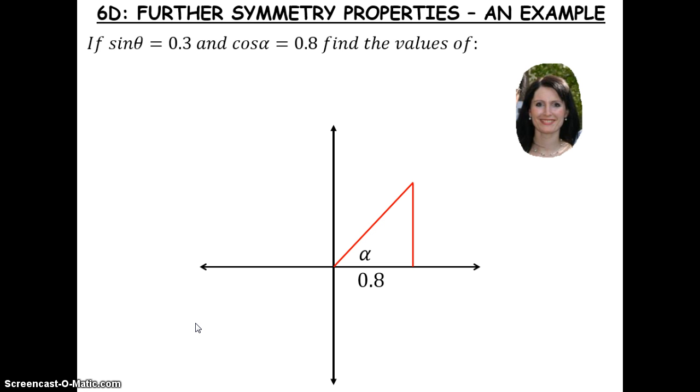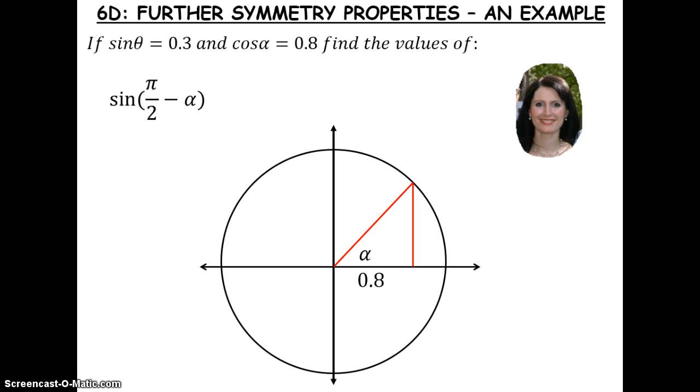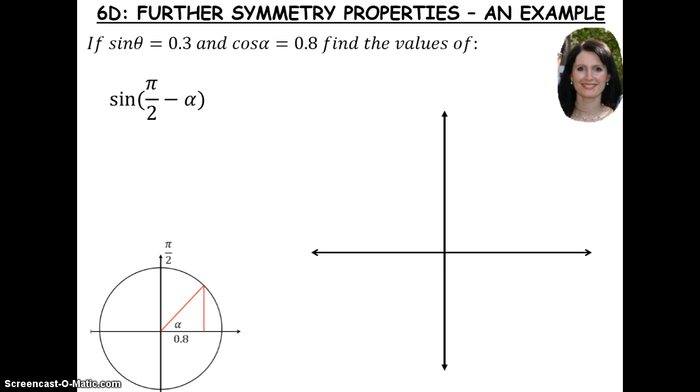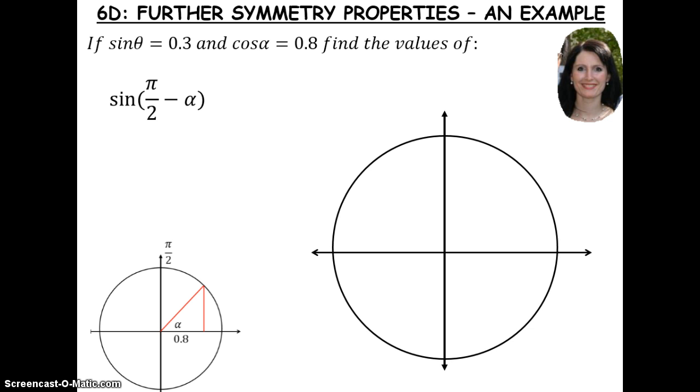Let's have a look at this. Bit of an example. If sine theta equals 0.3 and cos alpha equals 0.8, find the value of sine of pi on 2 minus alpha. So let's draw it there. We've got the unit circle and we've drawn a triangle with alpha in there, and the cos alpha is 0.8. So that means the x value is 0.8. There it is illustrated there. There's pi on 2. I've kept that unit circle in the left. You can see it there in the bottom left. Alpha angle, 0.8 being the cos value, and pi on 2.